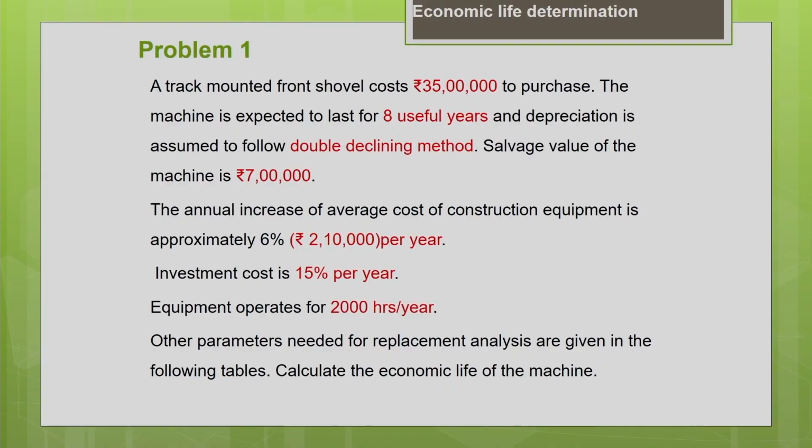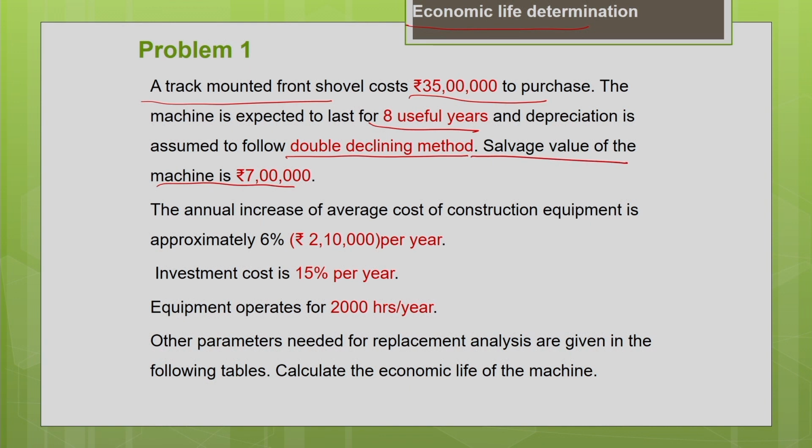Now let us work out an example. In this example, we are going to see how to estimate the economic life of a track mounted trench shovel whose purchase price is 35 lakh. The machine is expected to last for 8 useful years, and the depreciation is assumed to follow the double declining balance method. At the end of the 8 years, you will be able to sell the machine for rupees 7 lakh. That means the salvage value of the machine is 7 lakh.